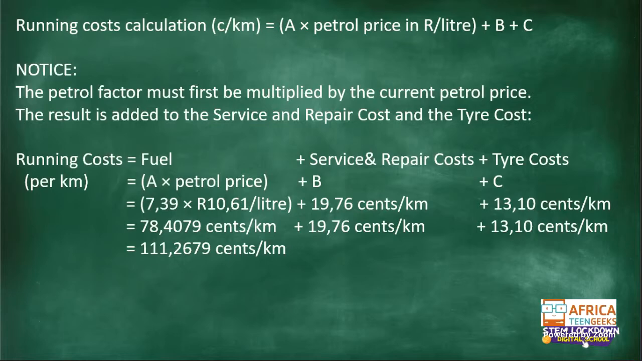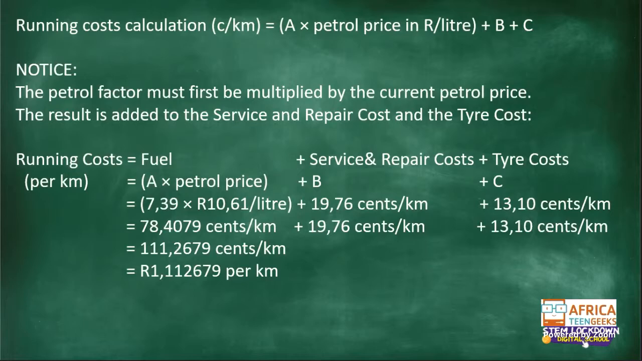So in order to convert this to rands, you can divide this amount by 100 because 1 rand is the same as 100 cents. So if you have got 111 cents, then it means you'll have 1 rand and 11 cents per kilometer. This is how much it will cost you to maintain your vehicle per kilometer. This is the price that you need to pay per kilometer.